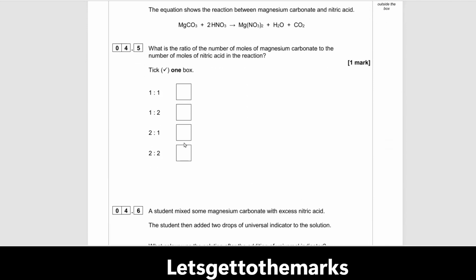Hydrogen ions are released by acids. Hydroxide ions are formed when bases react. The equation shows the reaction between magnesium carbonate, that's a base, and nitric acid, that's an acid. So it's a neutralization reaction.